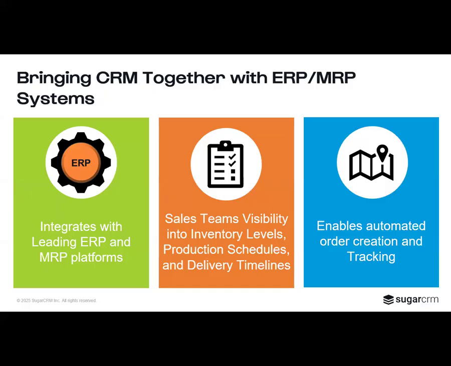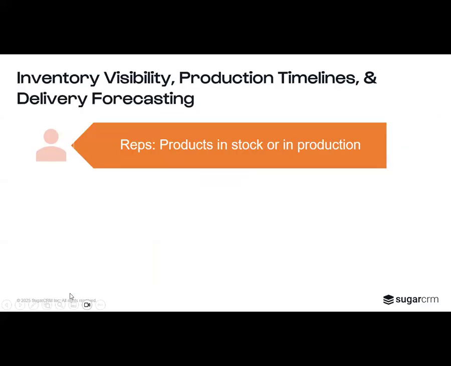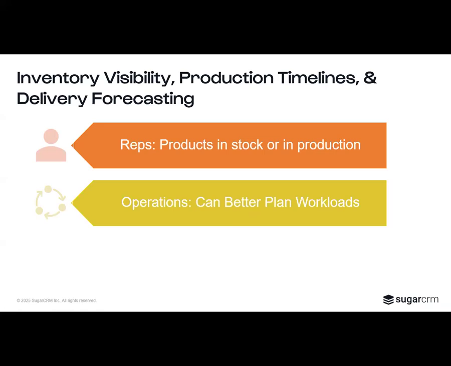Okay, so now let's talk about inventory visibility. Reps need to be able to see products in stock. Otherwise, it's hard to do a quote, to know when things can be delivered, or timelines for particular customers. So they need that particular information. Operations can better plan workloads based on upcoming demand, right? If they actually know what's in the pipeline in the sales organization.